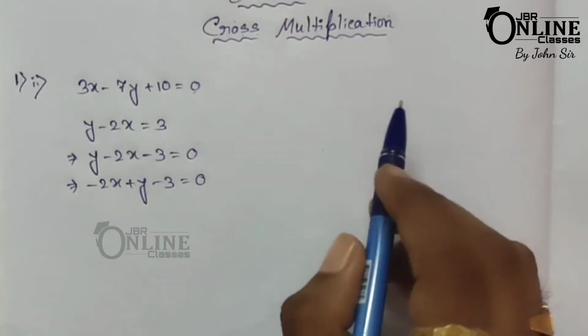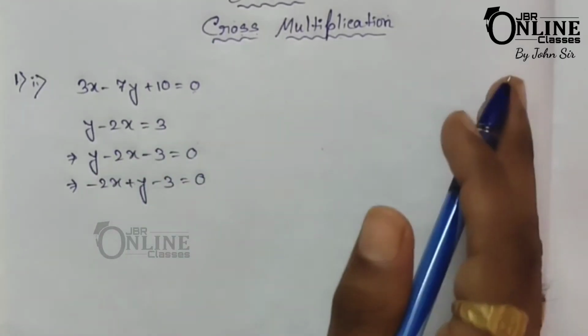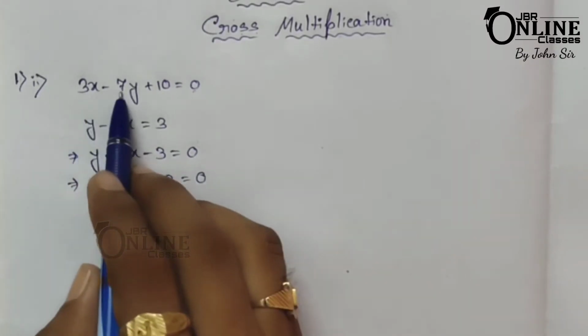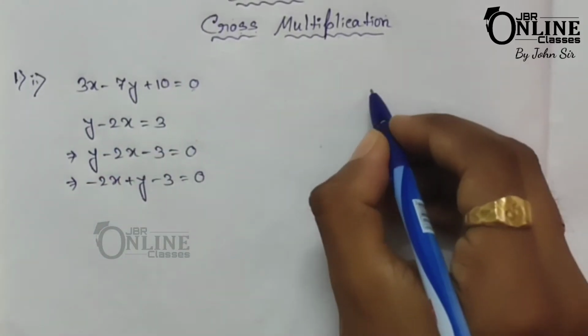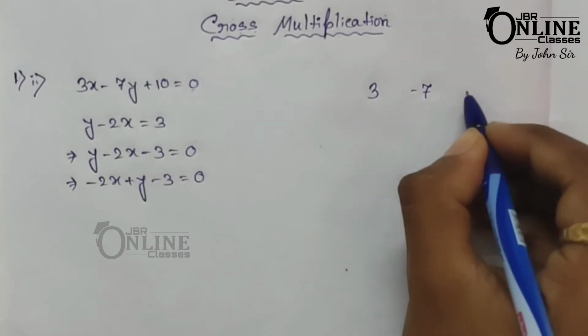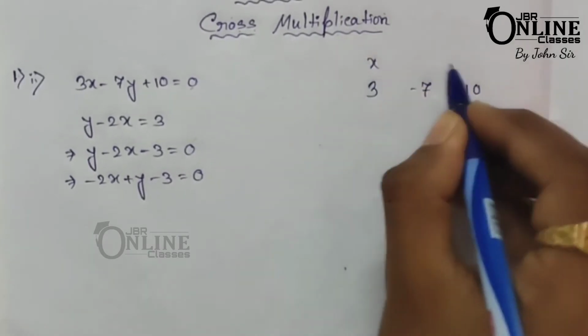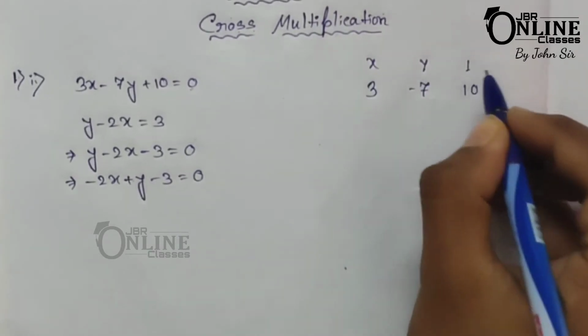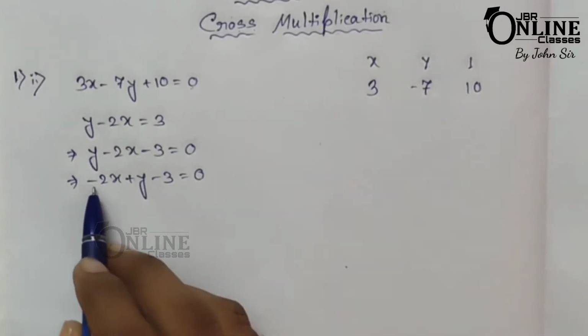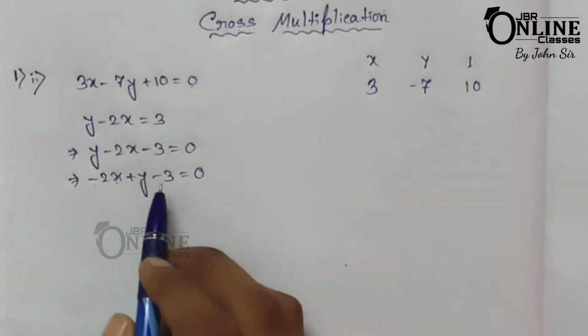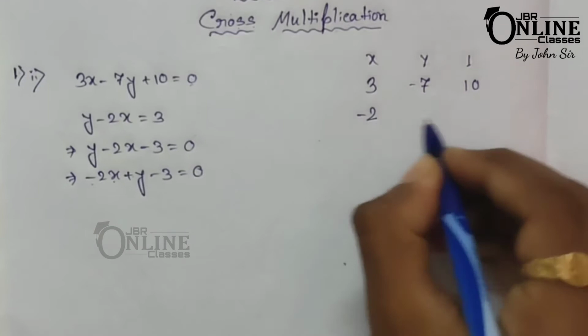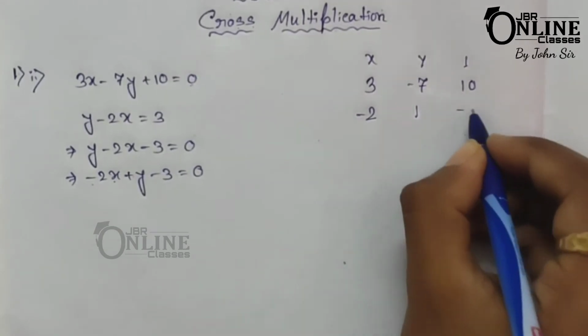Now we have to write down the coefficients of them. So here 3, minus 7, and 10. This is the coefficient of x, the coefficient of y, and the numerical part. For the second equation, minus 2x plus y minus 3, so write down minus 2, then 1, and here minus 3.